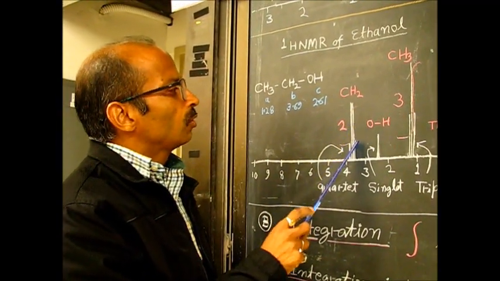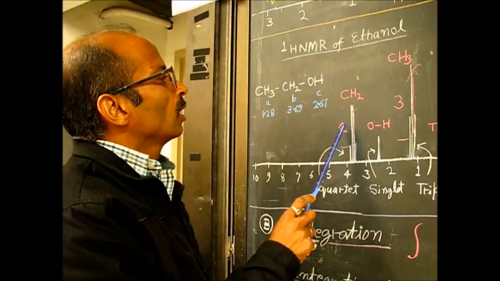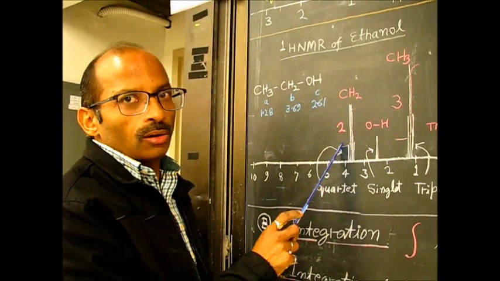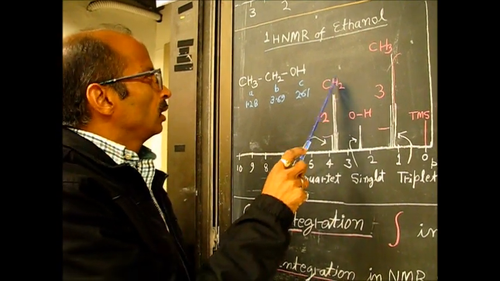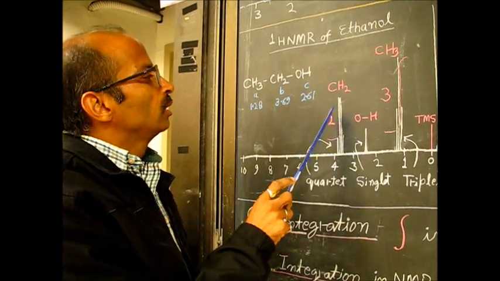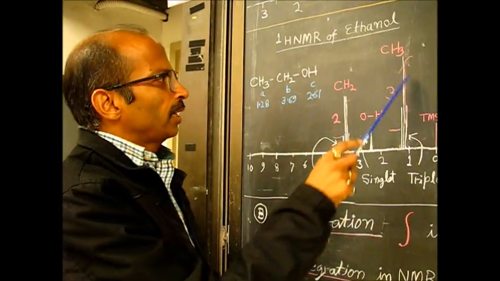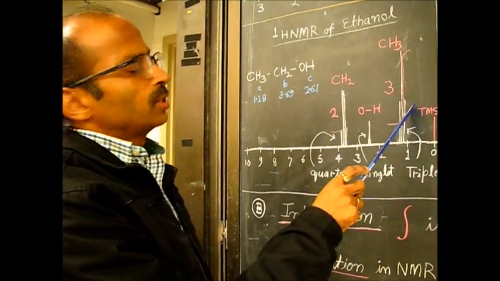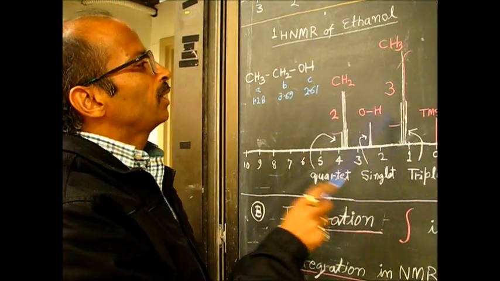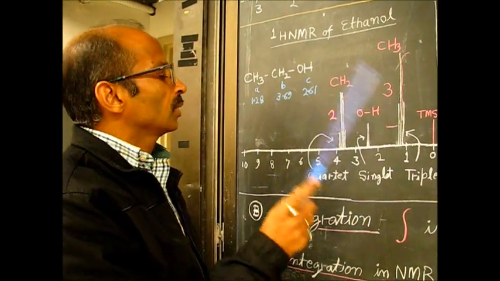So we'll see 4 peaks, and the integration of this peak represents 2 hydrogens. So it means the CH2 has 2 hydrogens and the CH3 has 3 hydrogens in integration, and this will be a triplet and this will be a quadruplet.